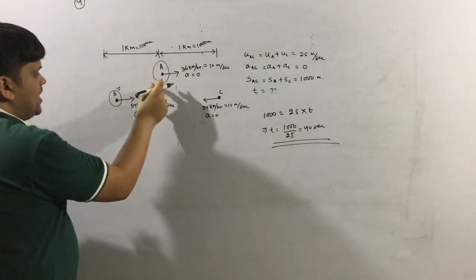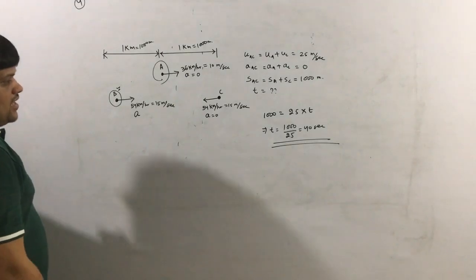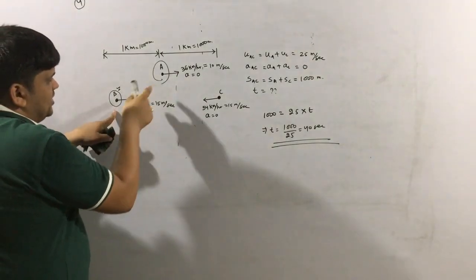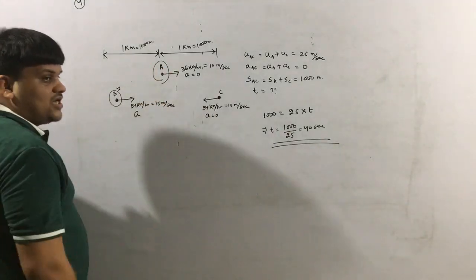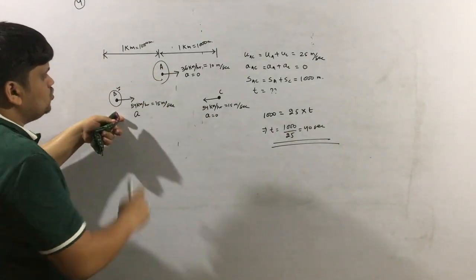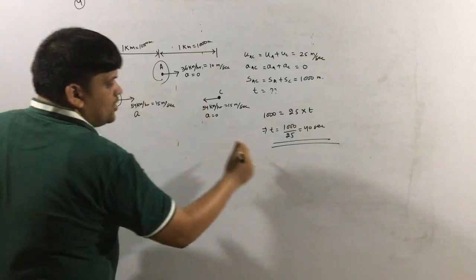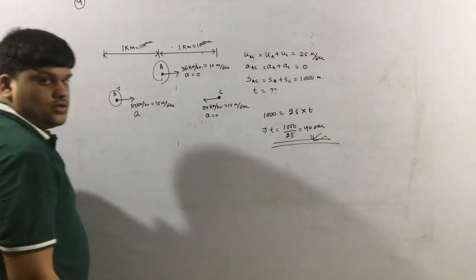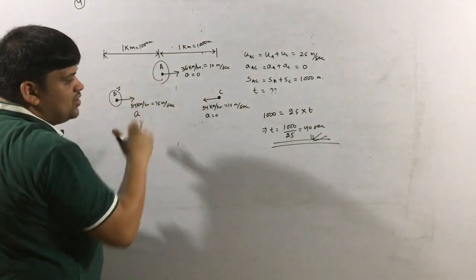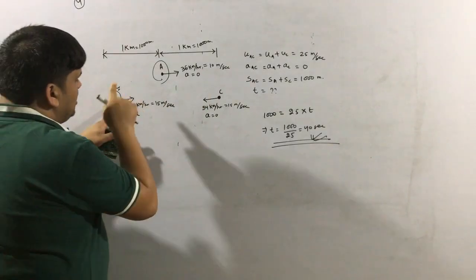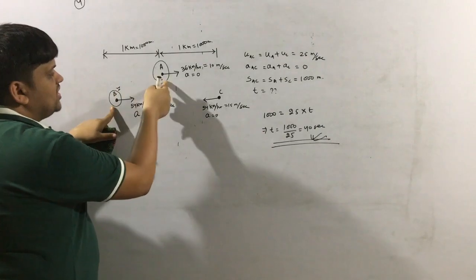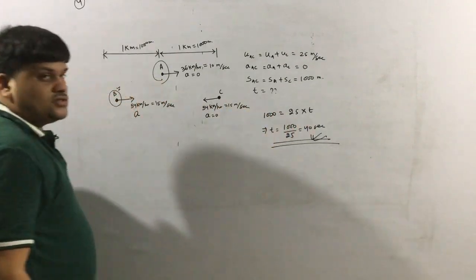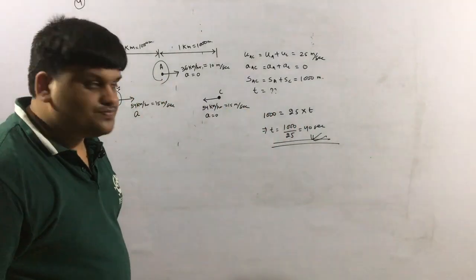Now we have two cars A and B, and the initial distance between them was 1000. Acceleration and speeds are given. Now B wants to overtake car A in a time of 40 seconds, because if it takes more time, then C will overtake. So it should have at least some acceleration so that it will overtake car A in 40 seconds. Is that point clear?